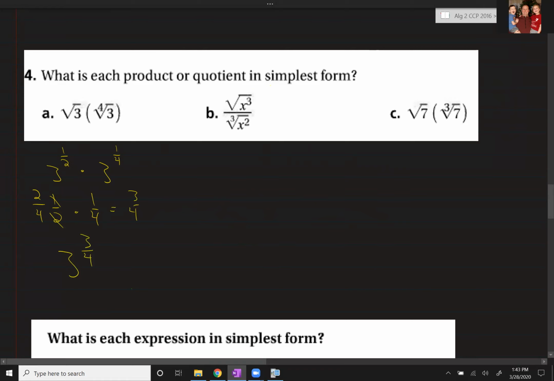All right, product and quotient in simplest form. So that would work, or 3 to the 3rd power and the 4th root. Either one of those would work.